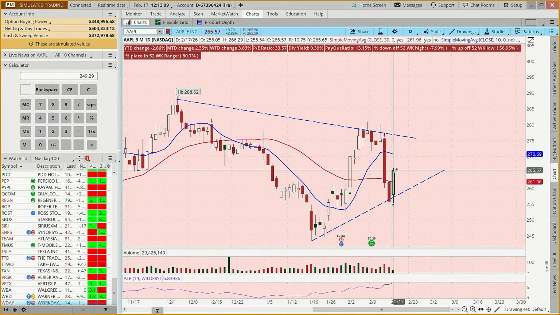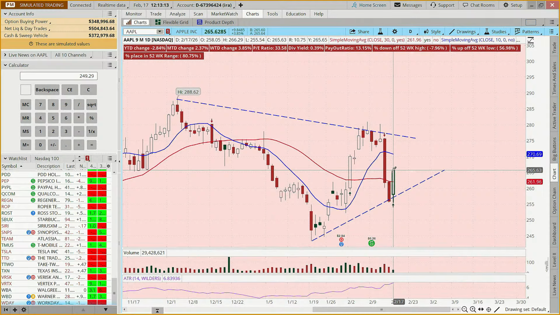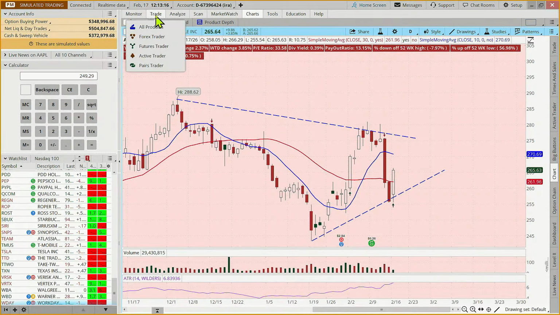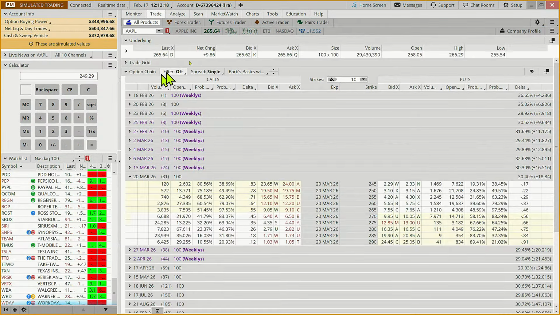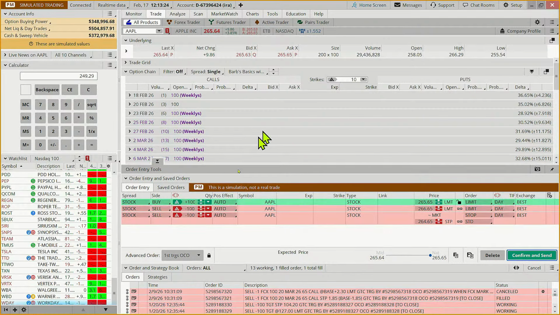Okay, and then our target is going to be 276. So if we came to our trade tab and we wanted to place that trade and just use the stock, we could say we want to buy custom with an OCO bracket. We're going to buy 100 shares of stock and we want to sell when it gets to 276.